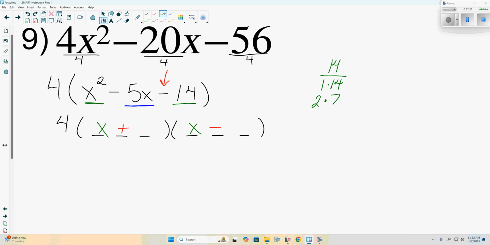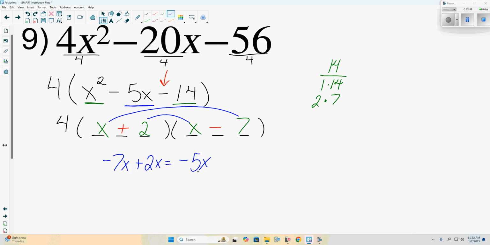Now, with that there, do we want to try 1 and 14 or 2 and 7? 2 and 7. Which one goes first, 2 or 7? 2. 7. And we can check this here. X times negative 7 would be negative 7x. 2 times x would be positive 2x. And negative 7x plus 2x would give us negative 5x.